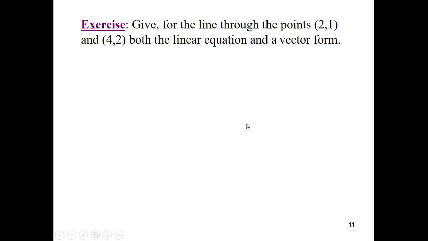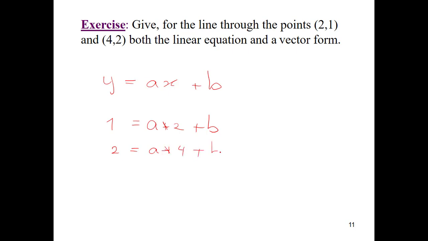To find the equation corresponding with this line, we need a different approach. Now we have 2 points, and for the equation I know that y would be something times x plus something else, so the gradient plus the intercept. I have 2 points, so I know that 1 would be a times 2 plus b, and 2 would be a times 4 plus b.